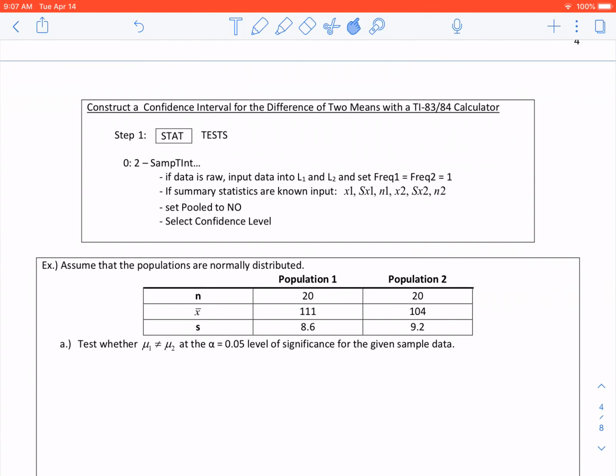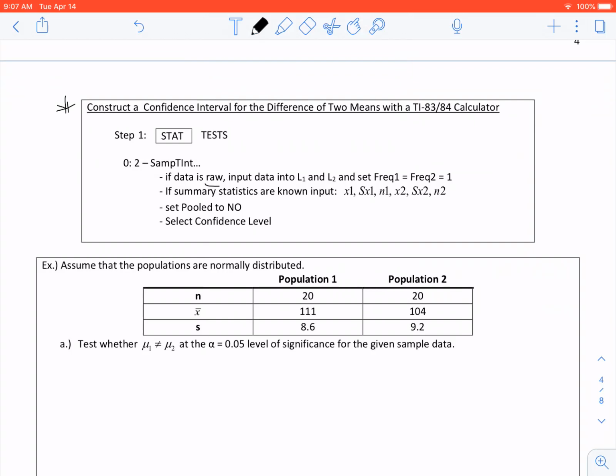On the next page, it also discusses confidence intervals for doing the test. So give that a star. Construct a confidence interval for the difference of two means with the TI-83/84 calculator. So step 1, STAT, TESTS, and for me it was 0, which is 2-SampTInt. And again, it says exactly what was up above.